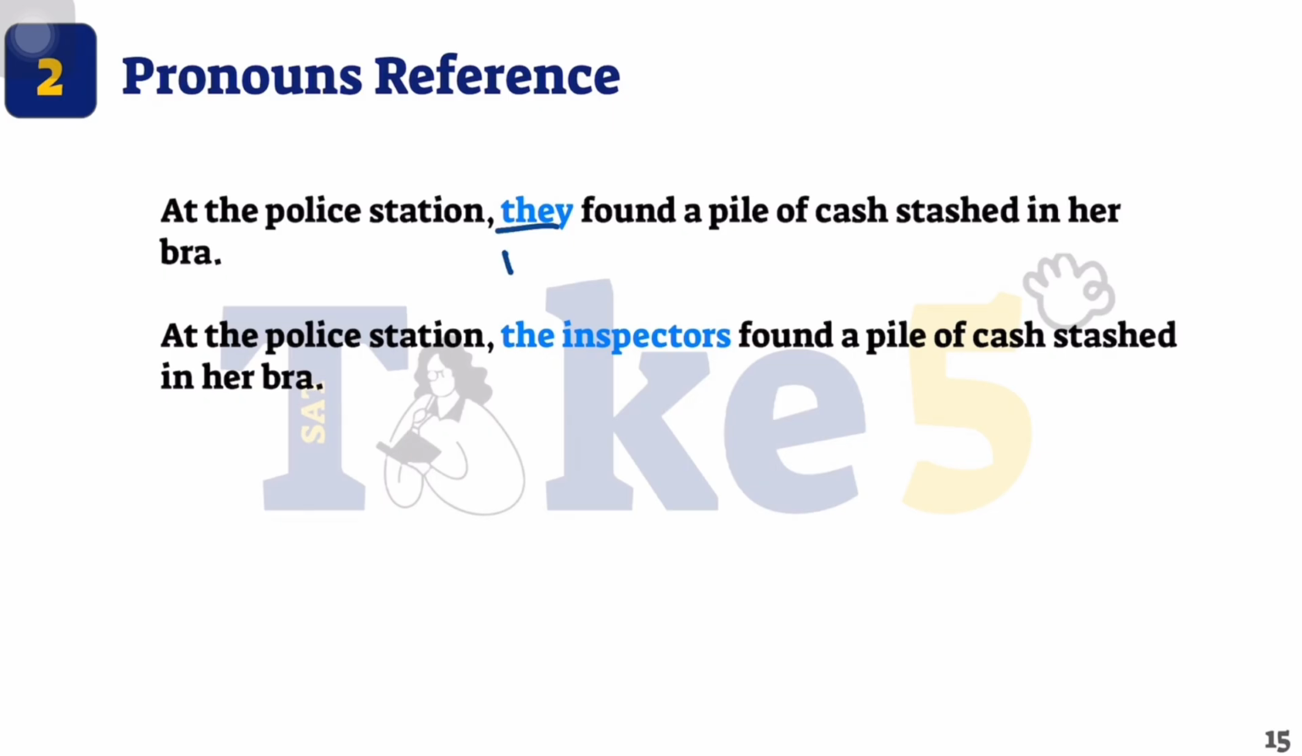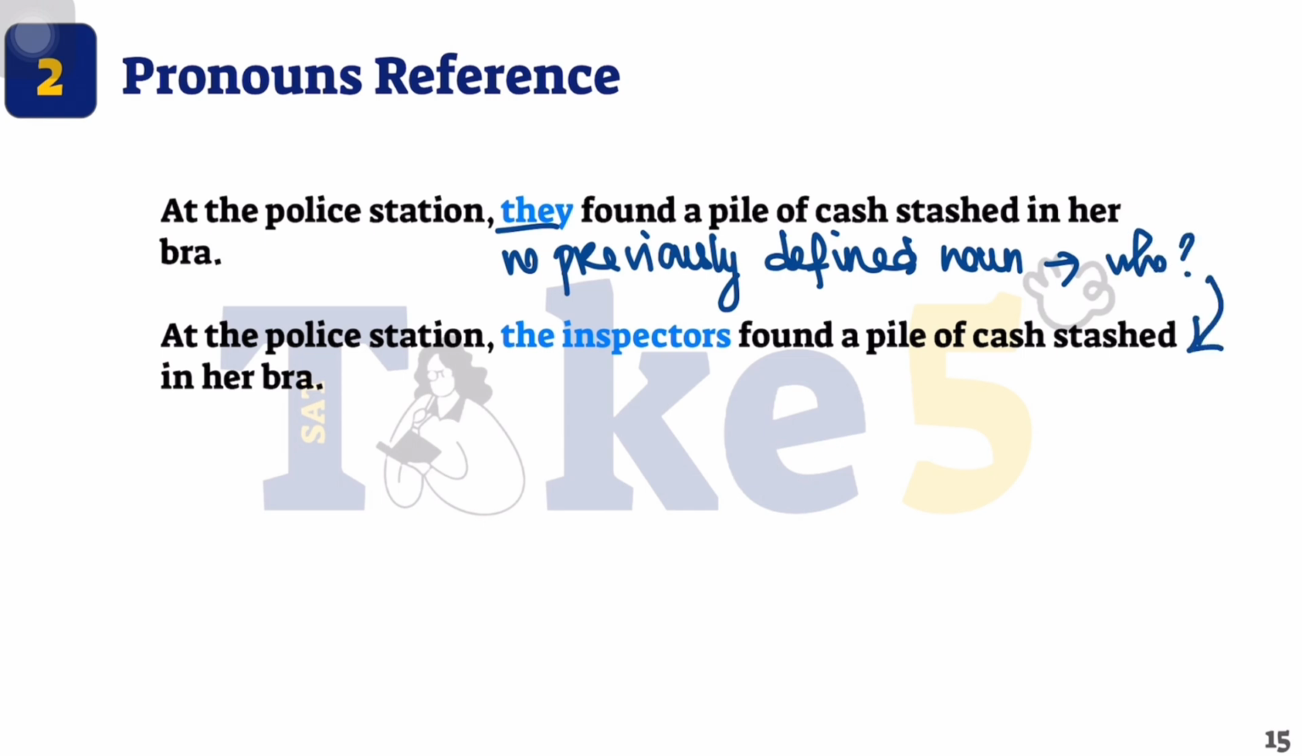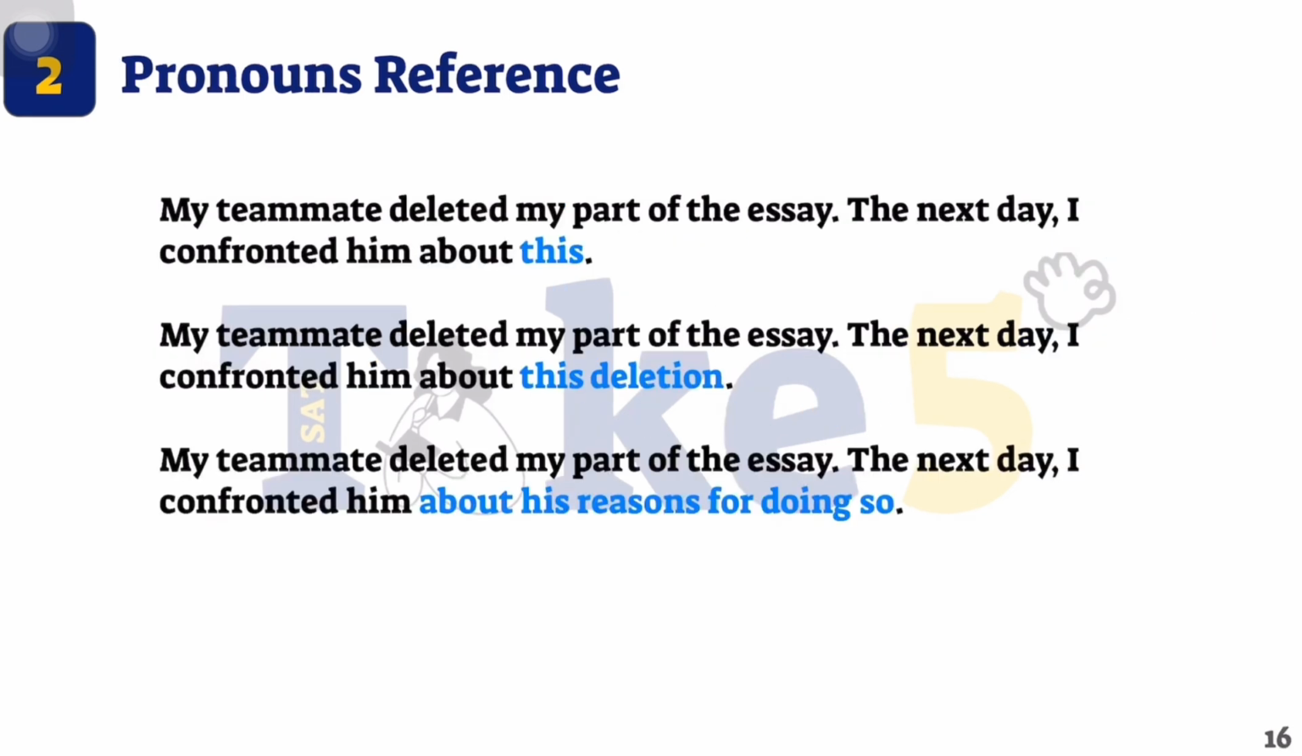In this case, the pronoun they comes in without any previously defined nouns. This is also incorrect because we do not know who found a pile of cash. So we cannot use a pronoun in this case, and hence the correct way is to keep the full noun, like the inspectors here. Not only nouns are referenced, verbs are also referenced in pronouns.